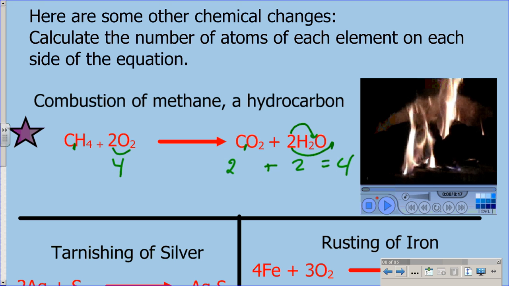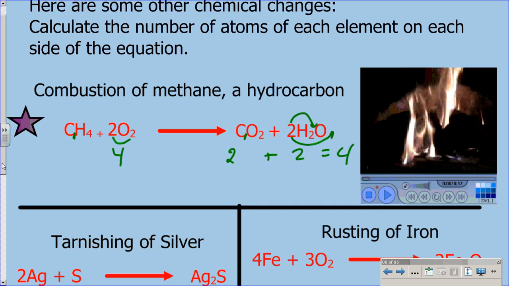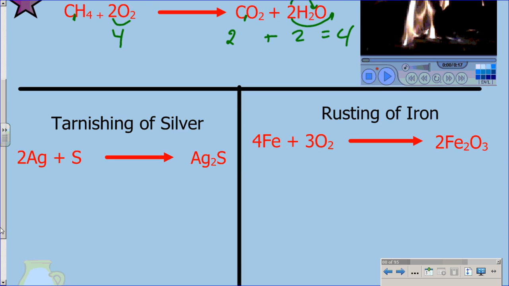So you could actually calculate the number of atoms on each side. I might have you do that on the test just one time to get the hang of how to show me that the law of conservation of mass has been followed. And then we have more examples showing the same thing, but I've already balanced them for you. So you have 2 Ag's, 2 Ag's, 1 S, 1 S. So that's something you might be seeing again on your test, okay? So we'll work on that some more too.